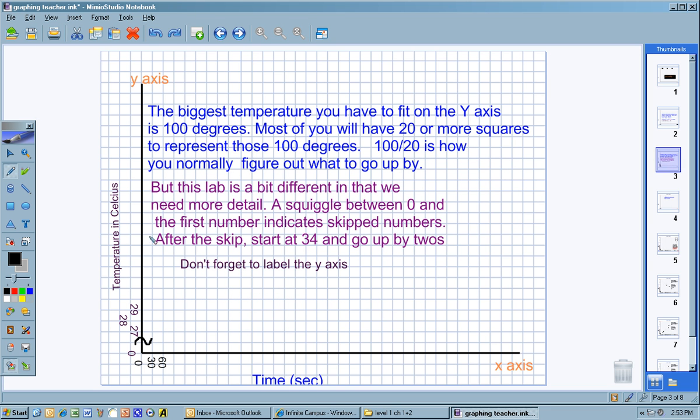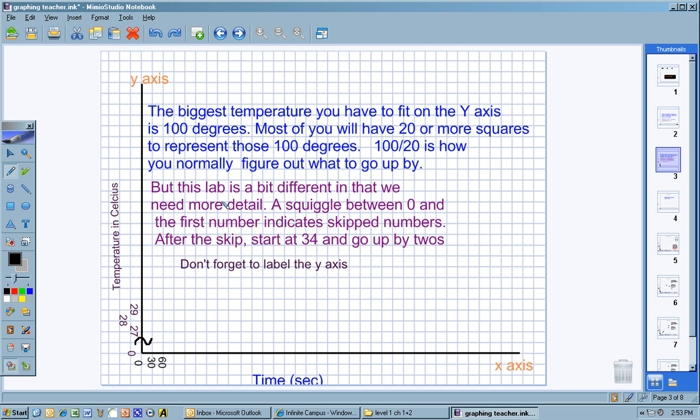When you are going up on the y-axis, that needs to be the temperature. In this case, the biggest temperature you're going to end up with is about 100 degrees. You only have about 20 squares to represent those 100 degrees. Now, under normal circumstances, you would take 100 and divide by 20, and that would get you about 5, so you'd have to go up by 5s.